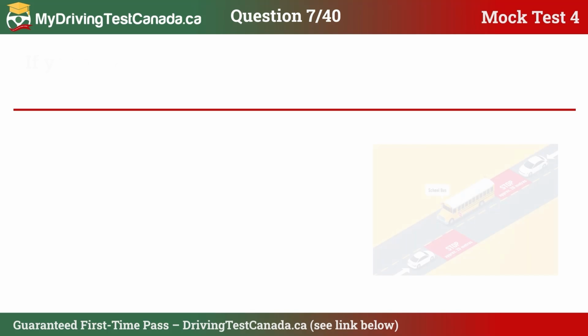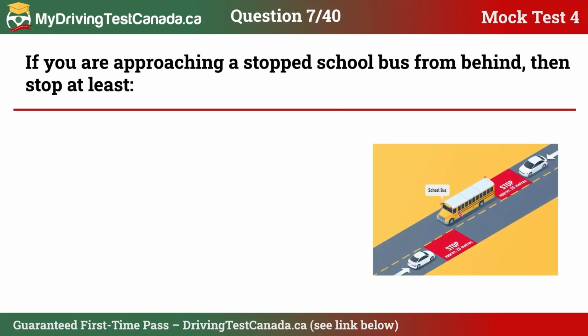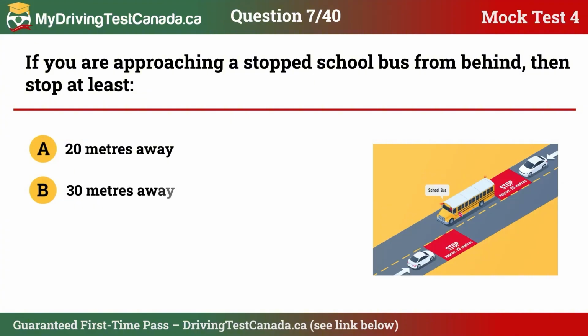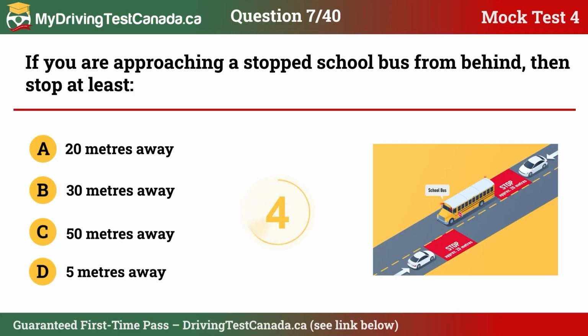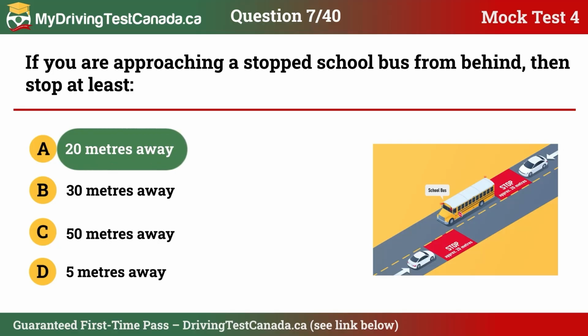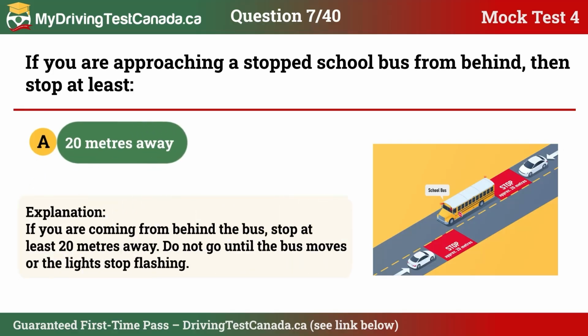Question 7. If you are approaching a stopped school bus from behind, then stop at least A. 20 meters away, B. 30 meters away, C. 50 meters away, D. 5 meters away. The correct answer is A. 20 meters away. Explanation. If you are coming from behind the bus, stop at least 20 meters away. Do not go until the bus moves or the lights stop flashing.